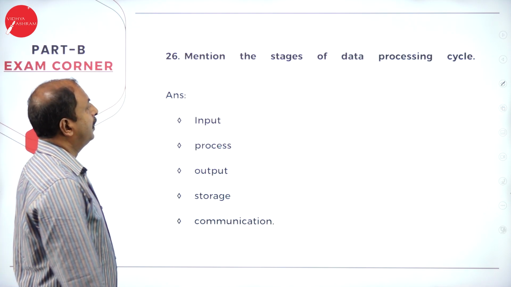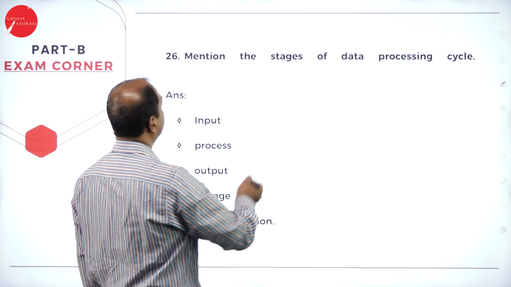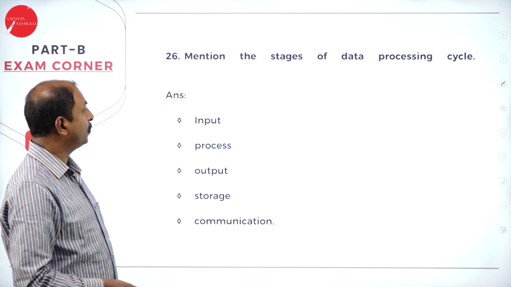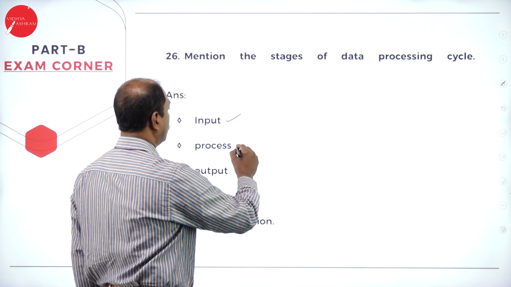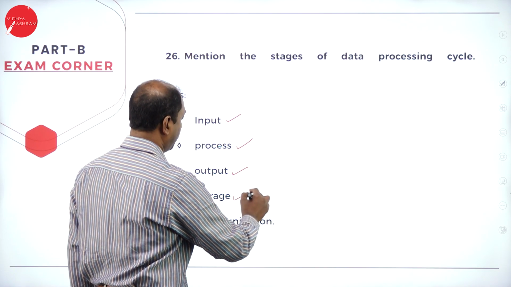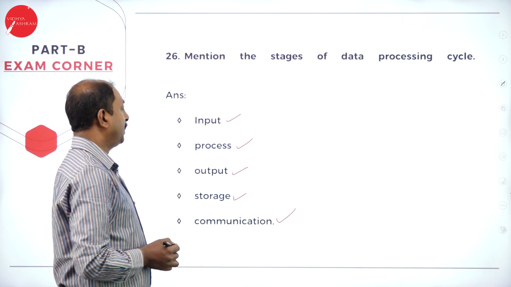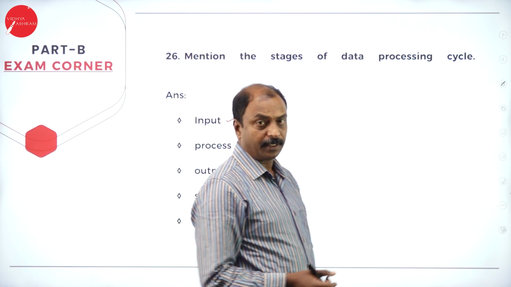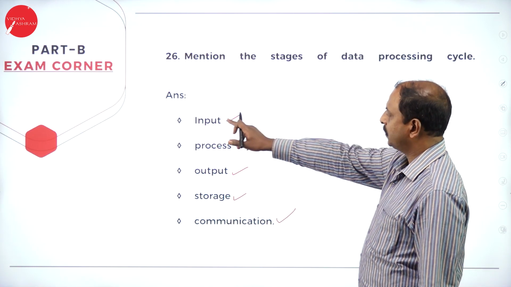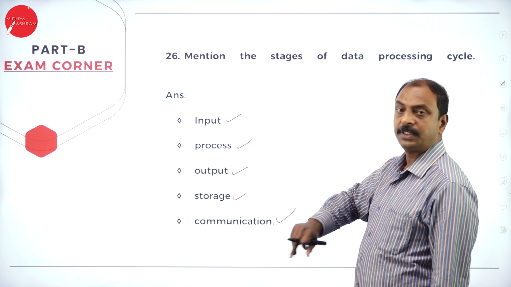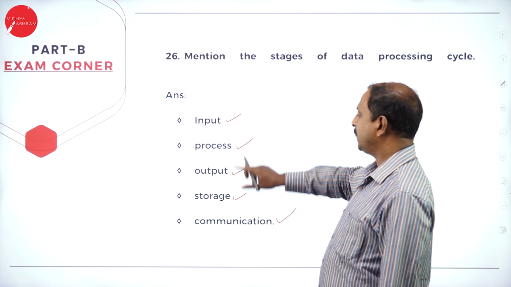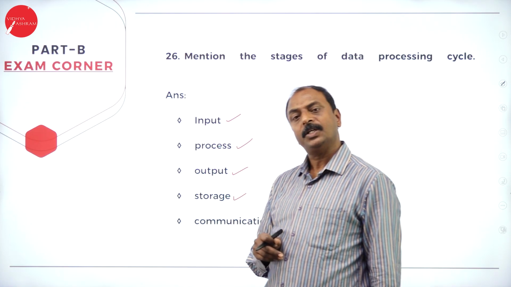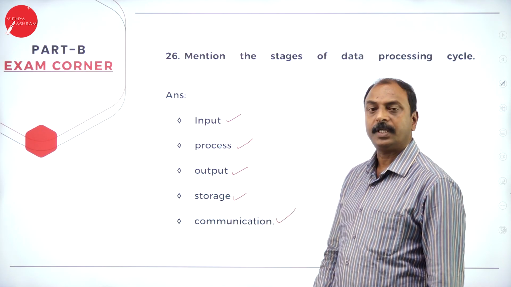In the next question, mention the stages of the data processing cycle. You know what data processing is; there are many stages: input, process, output, storage, and communication. The meaning here is how data processing takes place. We have to input the data, the computer processes the given data and gives us the information, that is the output. This data has to be stored in computer memory and communicated to different users. So these are the different stages of data processing.